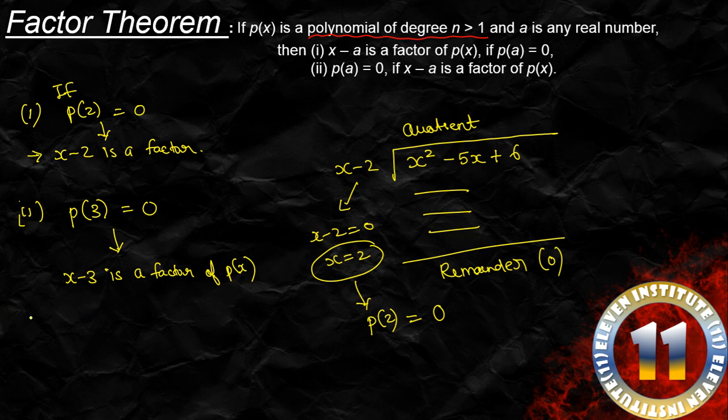One more example. If somebody tells me that p of minus 4 is 0, then what can I write? Then minus becomes plus. Then I can say that x plus 4 is a factor of p(x). Very simple. I hope this is very much clear to you. x plus 4 is a factor of p(x).